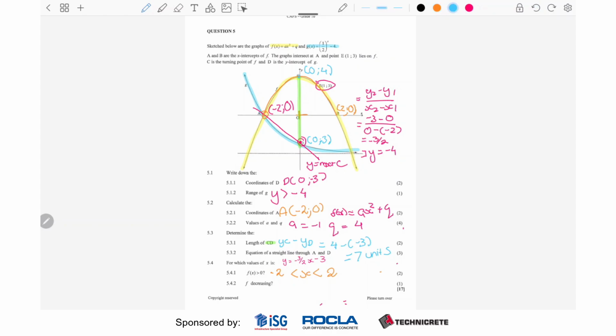Now, in the next question, 5.4.2, they want to know for which x values f is decreasing. So f decreases from C onwards. And we know C is 0.4, and since we're looking at the x values, f decreases when x is bigger than 0.